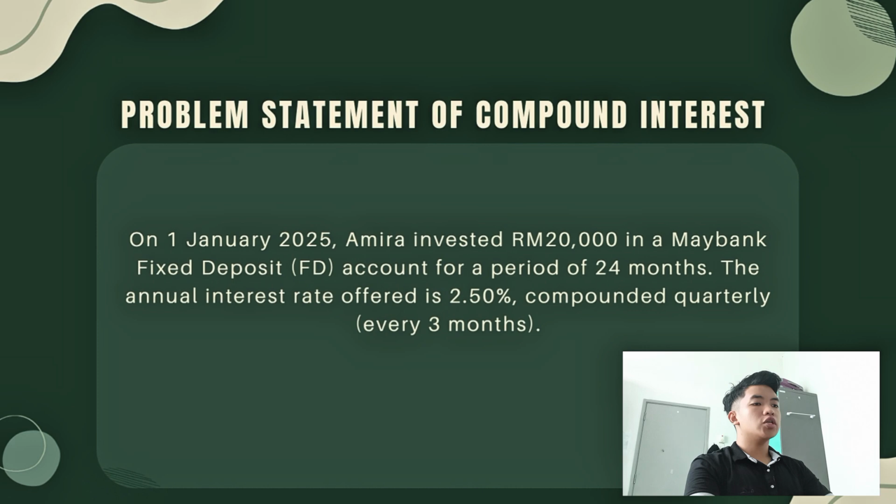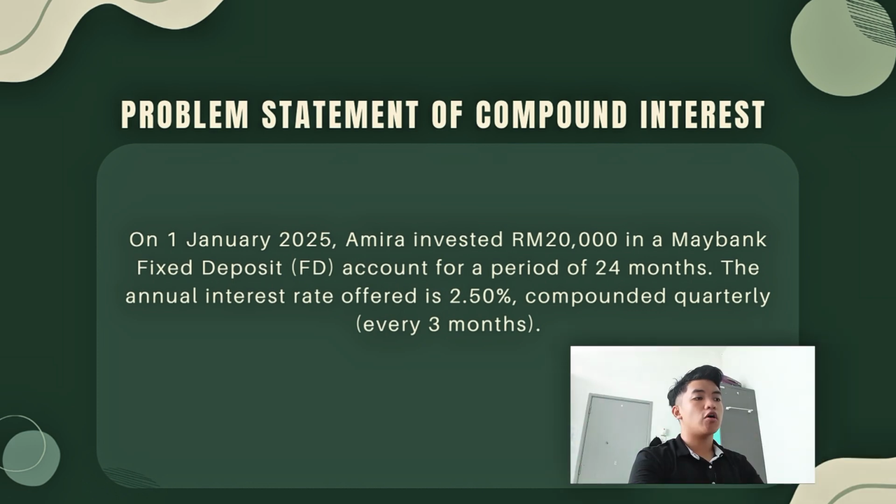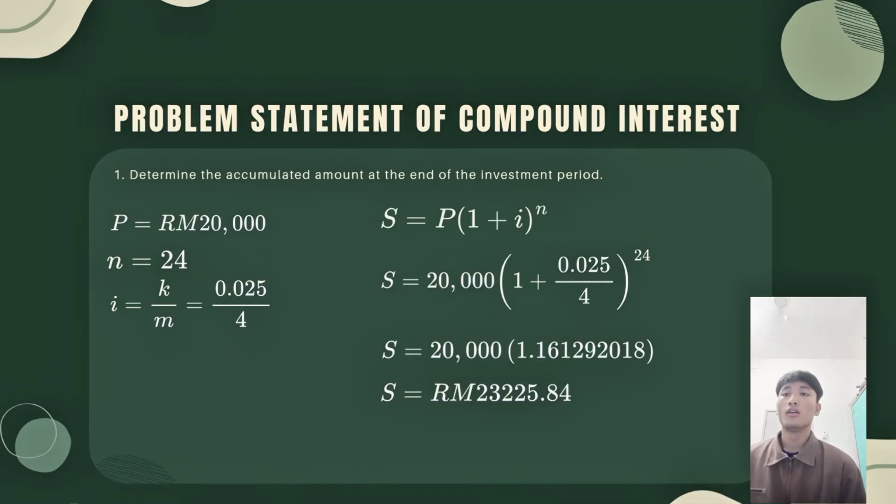On 1 January 2025, Amira invested RM20,000 in a Maybank fixed deposit account for a period of 24 months. The annual interest rate offered is 2.50%, which is compounded quarterly, every 3 months. This is the problem statement of compound interest, question 1 until question 4.